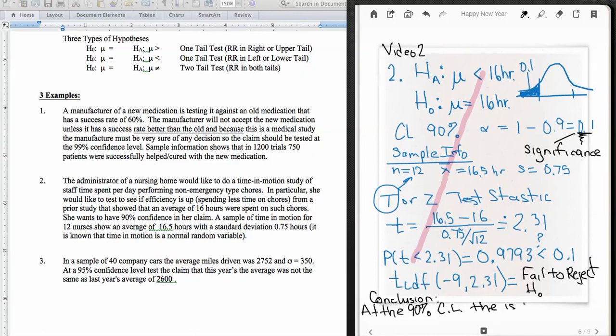There is not enough evidence. And then remember what we do is we say what the claim was. So we'll say to support that time in motion is down.